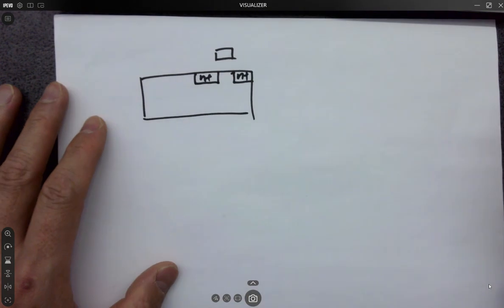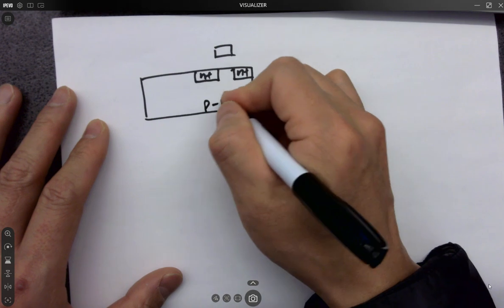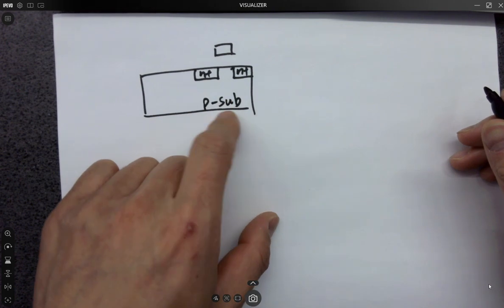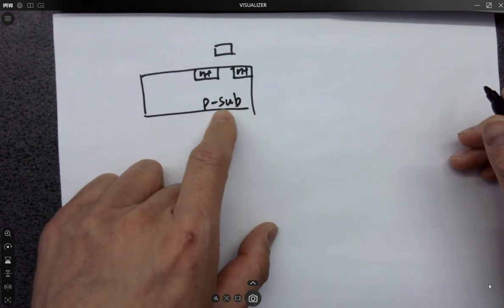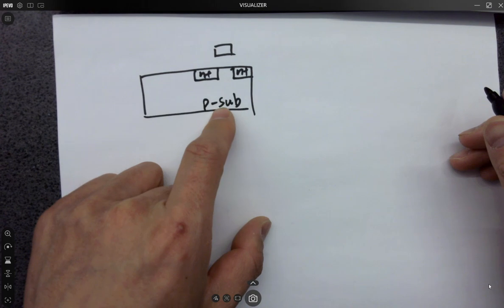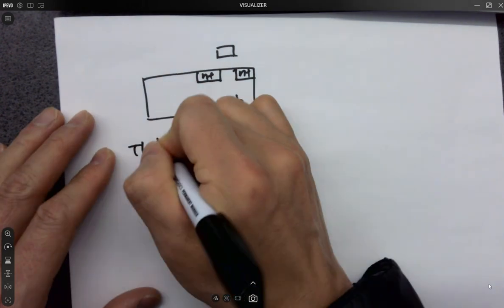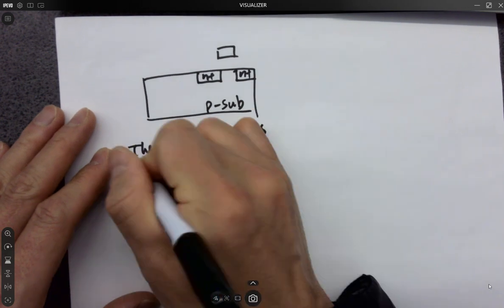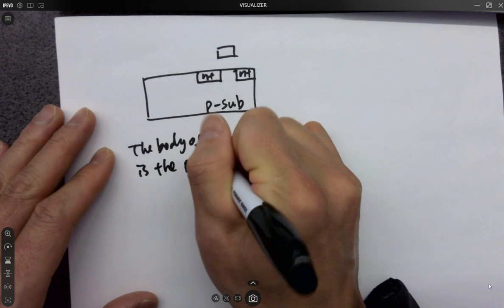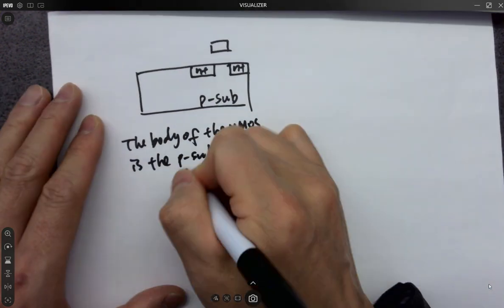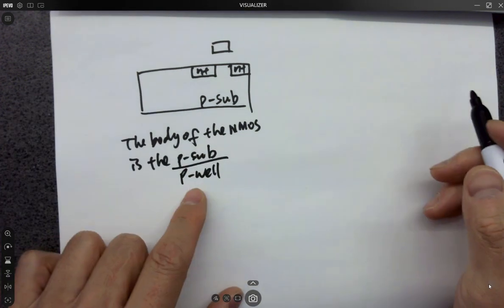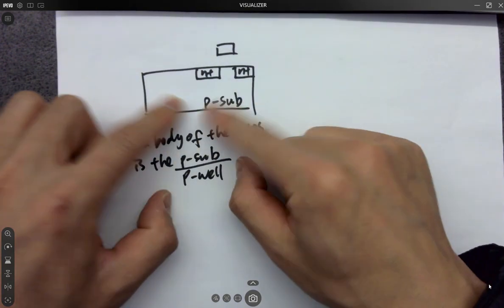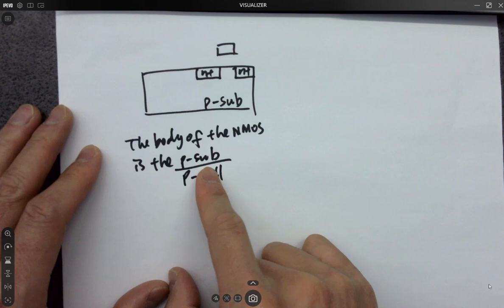You could say P sub, if it's a one-well fabrication. There's no other well for the NMOS. It's just a P sub. So the body of the NMOS is a P sub. Or sometimes you can say P well, even though there's no well. The whole wafer we call a well, even though it's not a well. You can say P sub or P well in the interview. It's okay either way.